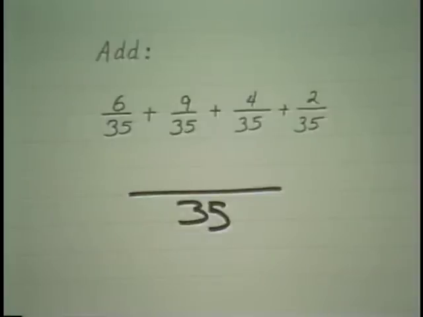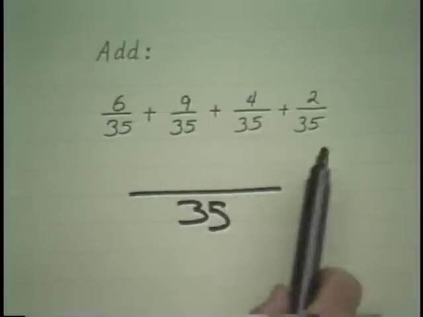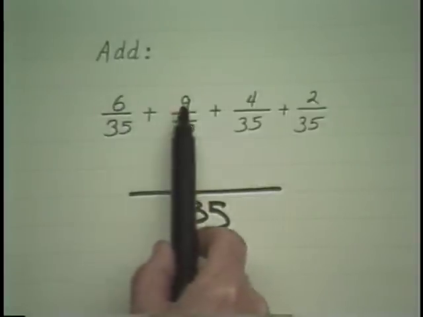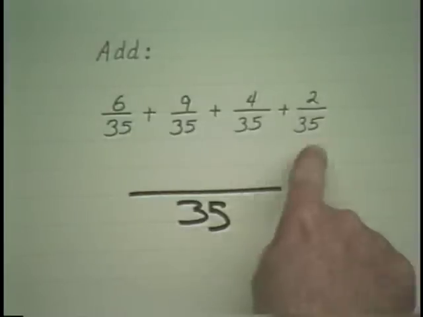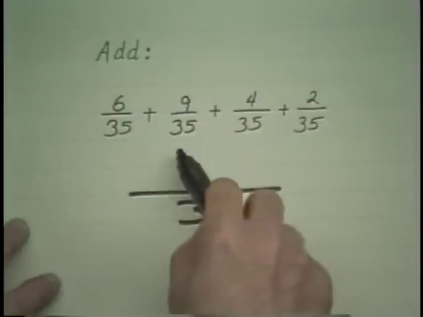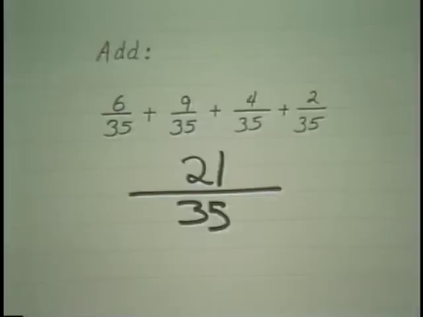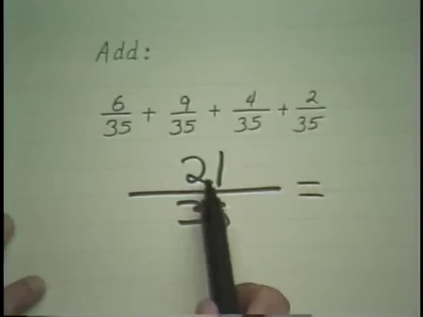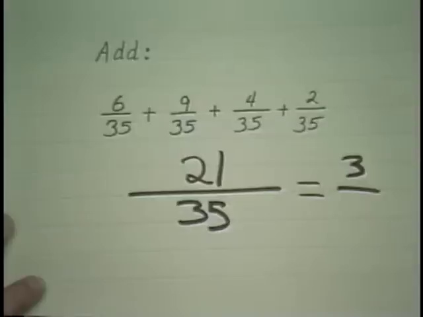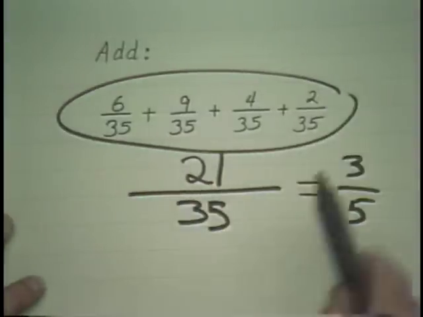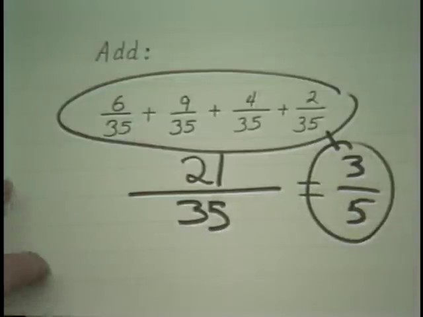you do nothing to the denominator. It simply stays the same. Then to get the numerator of the answer, you add the numerators of these like fractions. So that's 10 plus 11 is 21. And then if it's reducible, reduce it. In this case, 7 goes into 21 3 times. 7 goes into 35 5 times. So the sum of these four fractions is 3/5.